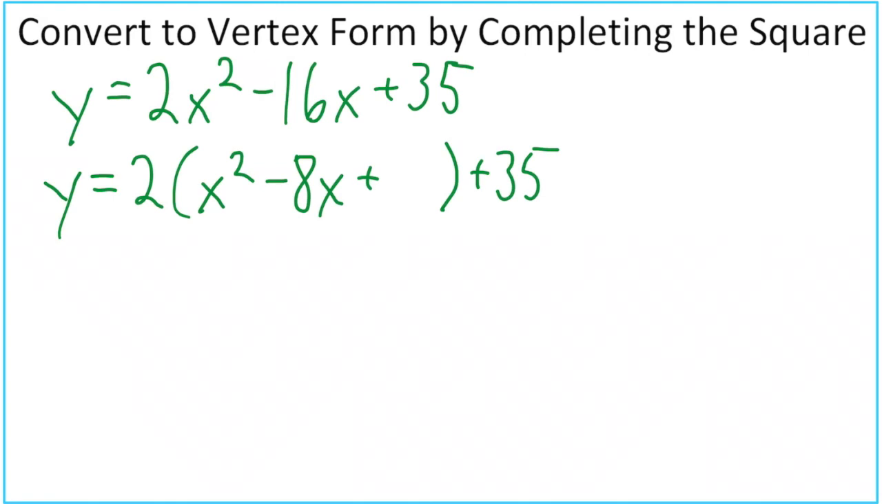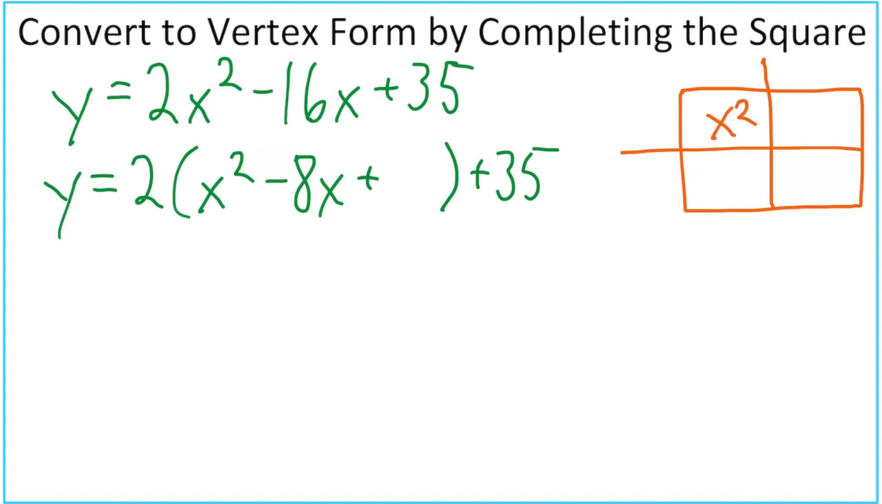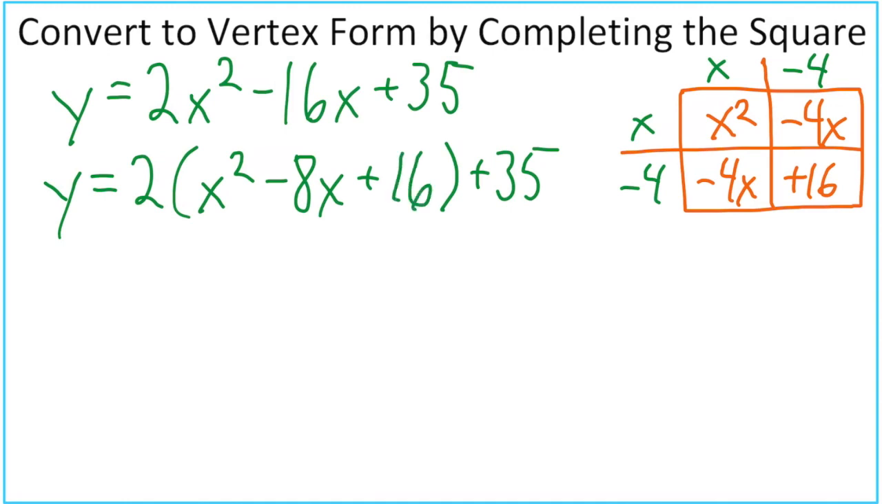All right, next step is to take what's in the parentheses and put it into a generic rectangle. We put our x squared here, and then remember we have to split the negative 8x into negative 4x and negative 4x. And then we can fill out the outside. This is x times x, and negative 4 times negative 4 gives us positive 16. That positive 16 can now go here.